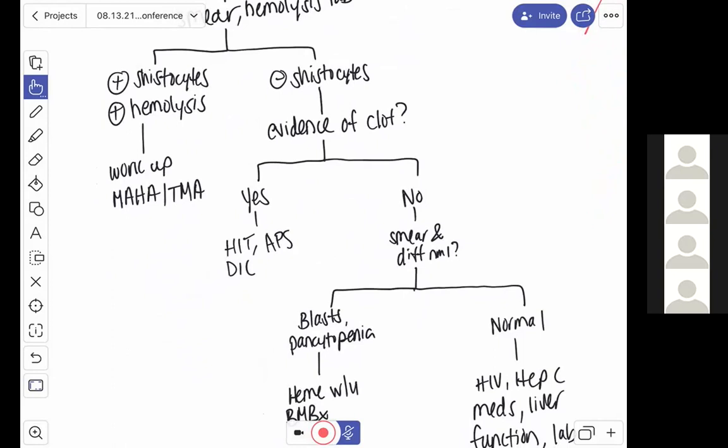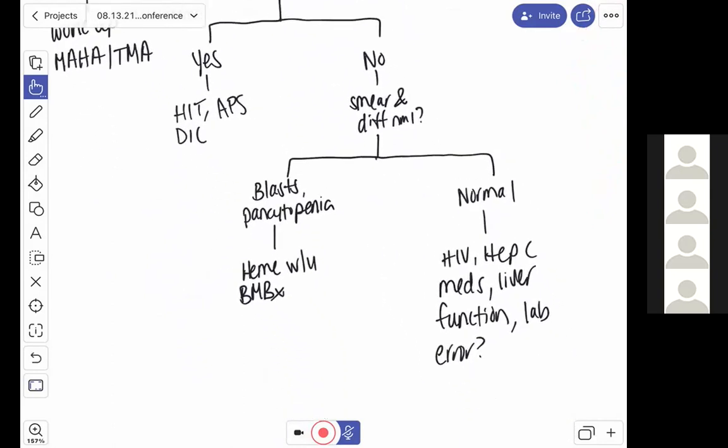If the answer to is there clot is no, then I look and say, is their smear and differential normal? If it's not normal, so they have blasts, they have a pancytopenia, do I have to call heme and say, is there a hematologic malignancy going on? Do we have to do a bone marrow biopsy? But if their smear and differential are normal, that's when I start thinking about, do they have HIV and Hep C on record? What do their LFTs look like? Is there a lab error where there's platelet clumping and that's why it looks like there's acute thrombocytopenia, but it's actually normal? And so that's how I think about the acute thrombocytopenia in an inpatient.